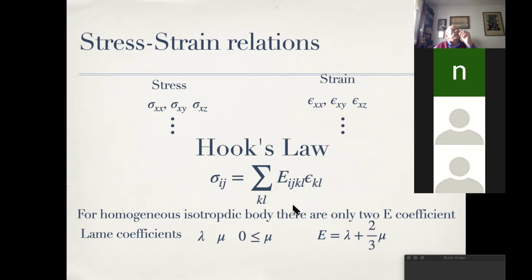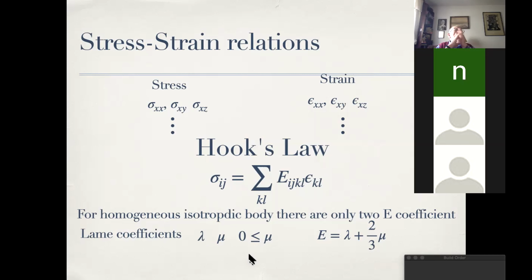In general, they reduce to these 2 numbers, which are called Lamé coefficients, lambda and mu. Lamé was a French mathematician who was one of the first who had used the complicated geometrical language and methods to describe, to solve the differential equation of elasticity. And these 2 coefficients, they have to fulfill certain conditions.